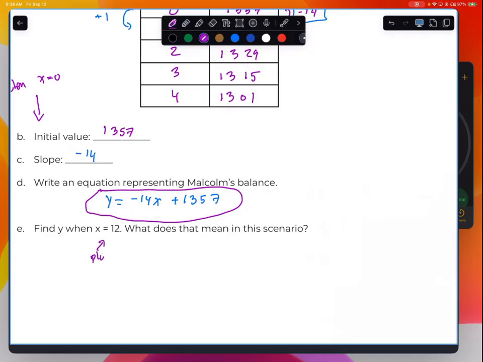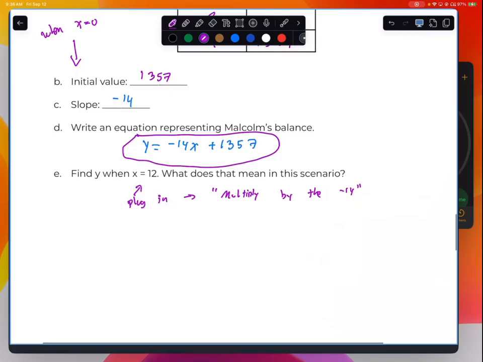We're going to plug, also known as plug in. And as Juju said, we're going to multiply by the negative 14. So we're going to do y equals negative 14 times 12 plus 1357. And your computers, you should be able to do some quick math on your computers. You can type it in a search bar. It should be able to do that type of math.